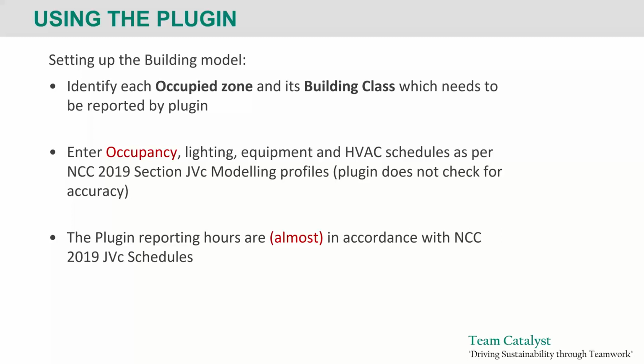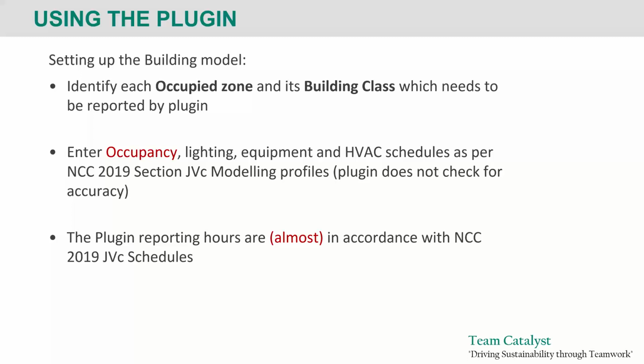So these three things that we talked about in the previous slide: occupancy, lighting, equipment, air conditioning. When is the air conditioning on and off? These schedules are provided in the section JV3 modeling profiles in the code, and you need to define these things correctly. Now, the plugin doesn't check whether you've done this accurately or not. It just looks at which hours need to be reported for which class of building, and then it develops the report.